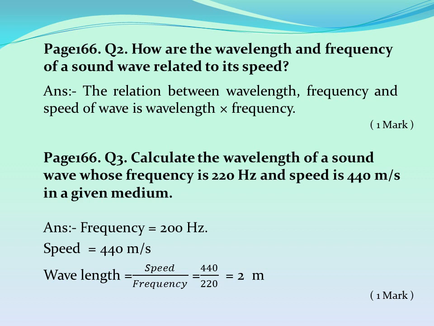Page number 166, question number 3. Calculate the wavelength of a sound wave whose frequency is 220 Hz and speed is 440 meter per second in a given medium. Answer. Frequency equals 220 Hz, speed equals 440 meter per second, wavelength equals speed by frequency equals 440 by 220 equals 2 meter.